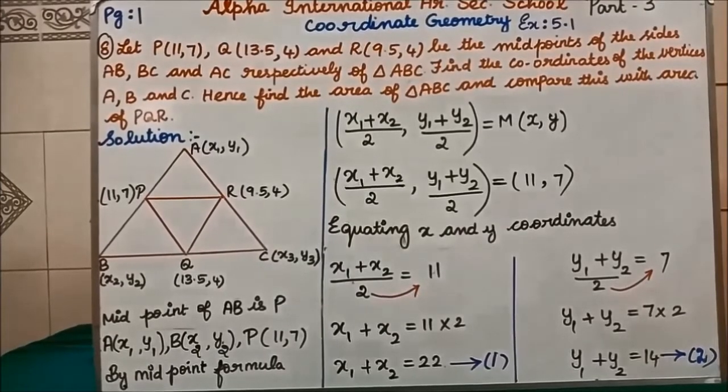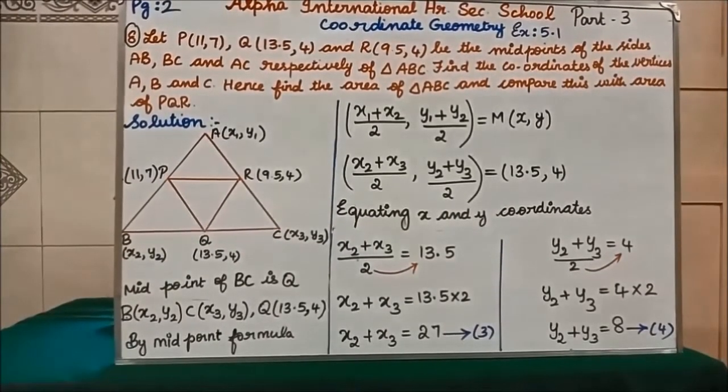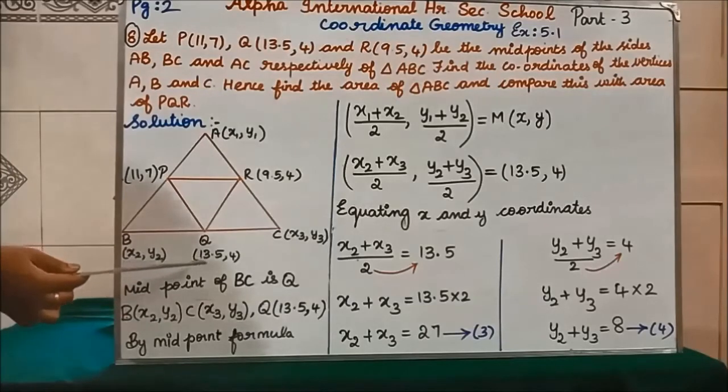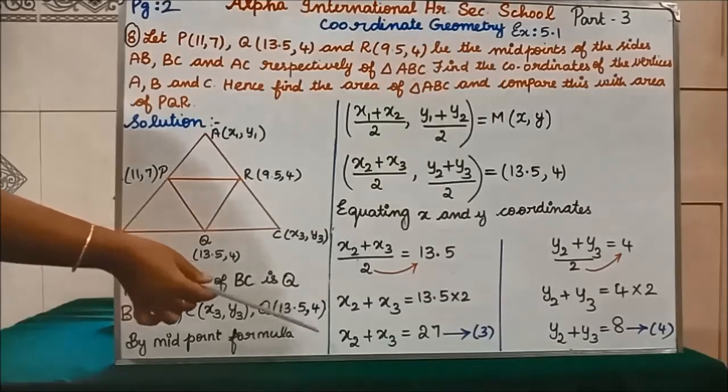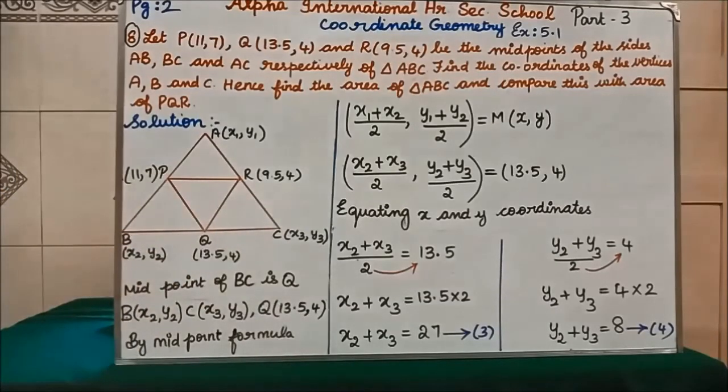Clear all of you? This is our page number 2. I have erased and written now. So far we have found the AB side with the midpoint P. Now we are going to find the BC side with the midpoint Q. See, the midpoint of BC is Q. B vertices are x2, y2. C vertices are x3, y3. Midpoint Q is 13.5, 4. We are going to do this how we did for the side AB, the same way, continuing everything.